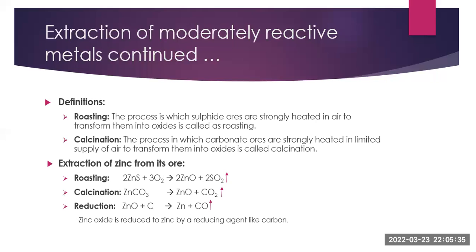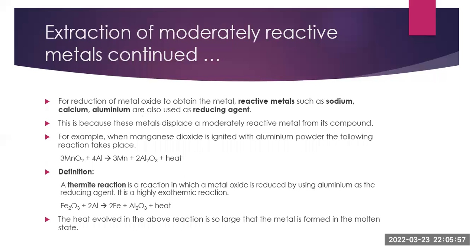As in both the cases of roasting and calcination, we have obtained zinc oxide, the process of reduction is carried out, where carbon is used as a reducing agent. Therefore, the balanced chemical equation is ZnO + C, giving us Zn + CO. For reduction of metal oxide to obtain metal, reactive metals such as sodium, calcium, aluminium are also used as reducing agents. This is because these metals displace a moderately reactive metal from its compound.